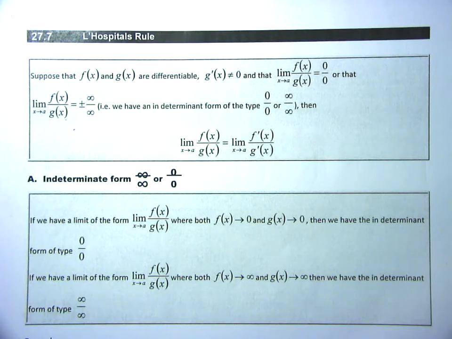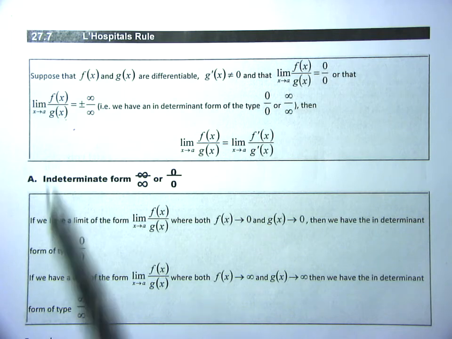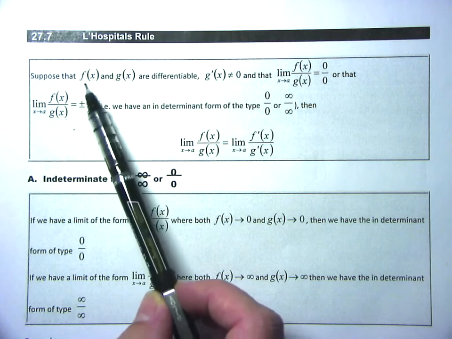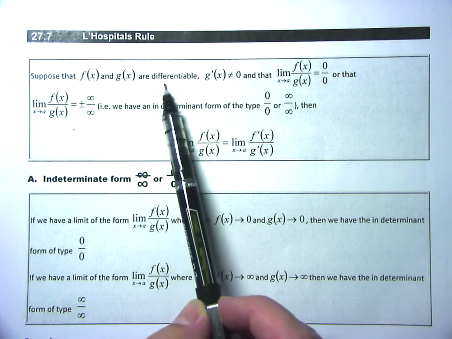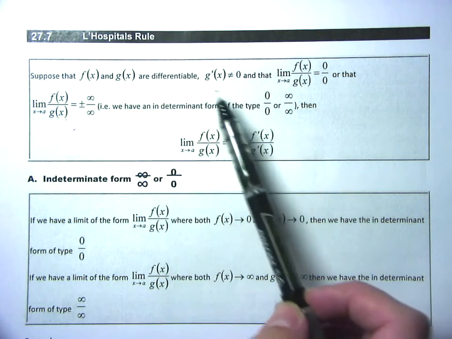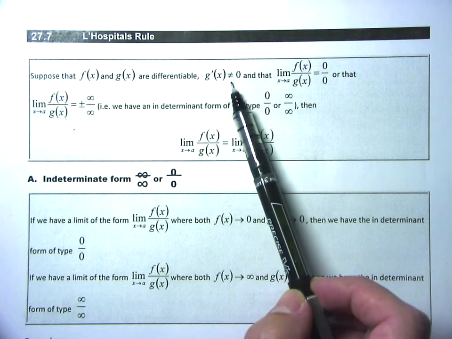So now we're going to introduce another way of evaluating limits that's even better, but it relies on us having some knowledge of differentiation, which is why we couldn't introduce it back at the beginning of the chapter. So L'Hopital's rule relies on differentiation. And the rule says the following. Suppose that we have two functions, f of x and g of x. Both of these functions are differentiable, and g prime of x is not equal to 0.